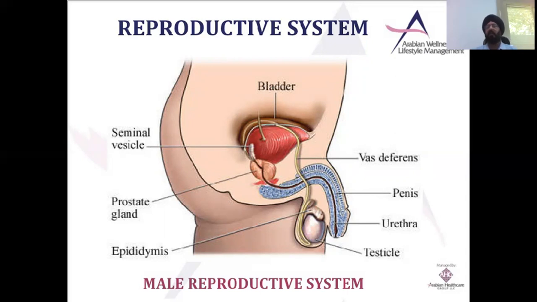Now, what is semen? Semen is a composition of fluid produced by the seminal vesicle, the prostate gland, and the sperm. It's a combination of all these three.